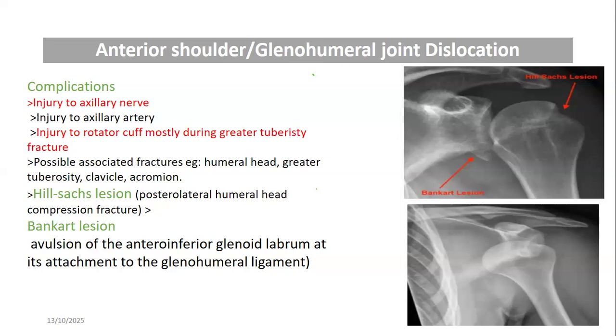Possible associated fractures: humeral head, greater tuberosity, clavicle, Hill-Sachs lesion, and Bankart. We have discussed that Hill-Sachs is the early part of the humerus, the posterolateral humeral head compression fracture. And Bankart is the avulsion of the anterior glenoid labrum at its attachment.